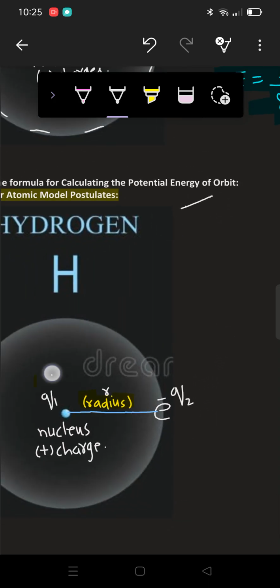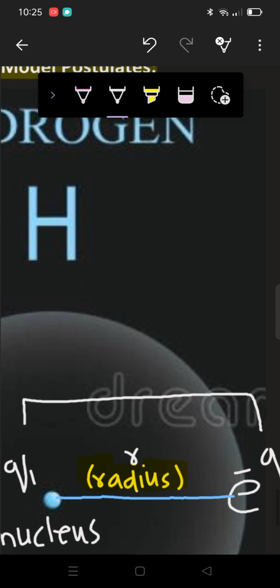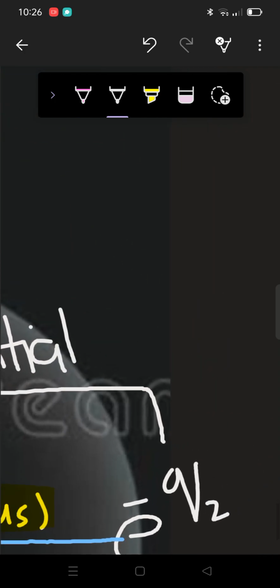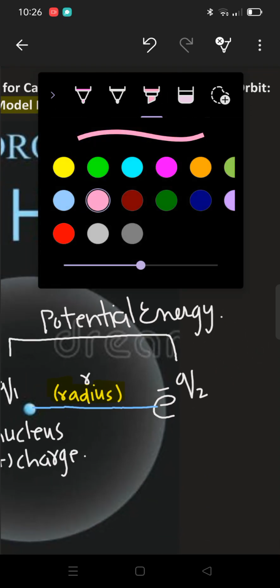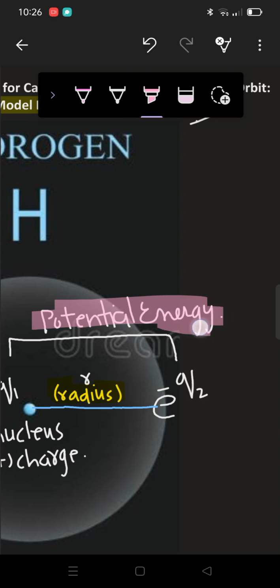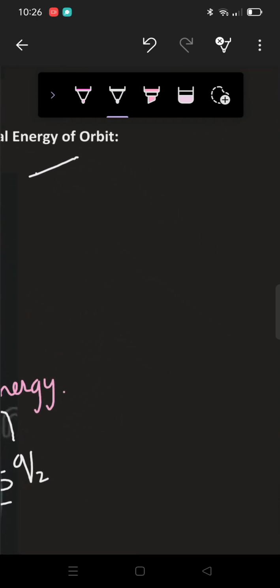Here we will have potential energy, or you can say electropotential energy, right? Let me highlight this first. Okay, so let me write here electropotential energy.